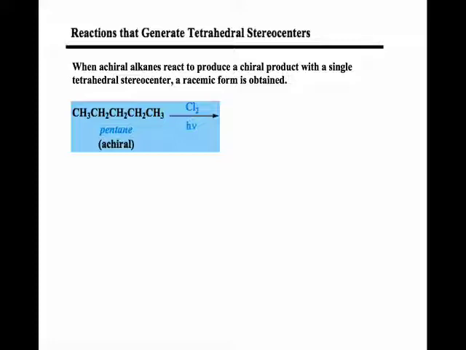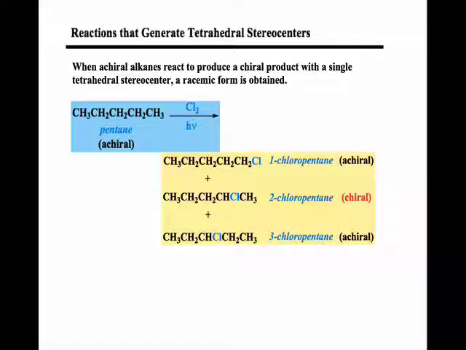But now, Chase is going to take this, he's going to bubble chlorine gas through it, he's going to shine a bright light on it, and he's going to get a mixture of products. He's going to get 1-chloropentane, which is just a primary alkyl chloride. It's not chiral. And he's going to get some 3-chloropentane, and it's not chiral. But he's also going to get some 2-chloropentane. That one is chiral.